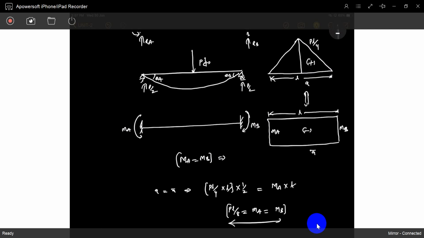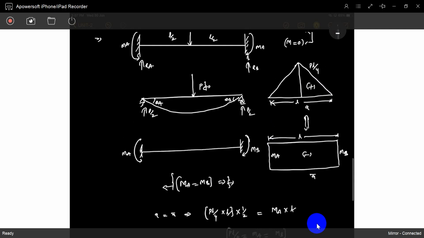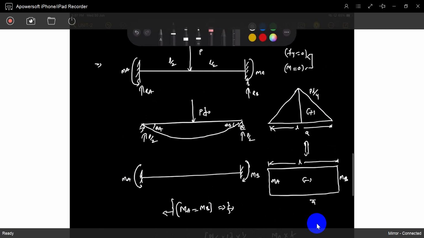So no need to use the extra second equation. Sir, we require two equations? This is the one equation we already know, so there's no use for the second equation. So once we got MA and MB, MA is PL by 8 and MB is also PL by 8.